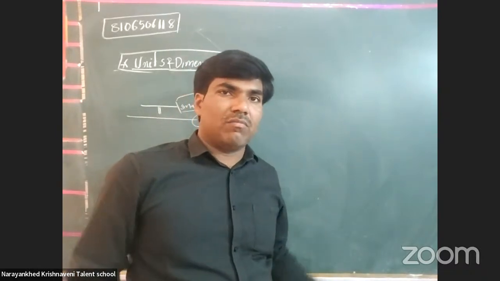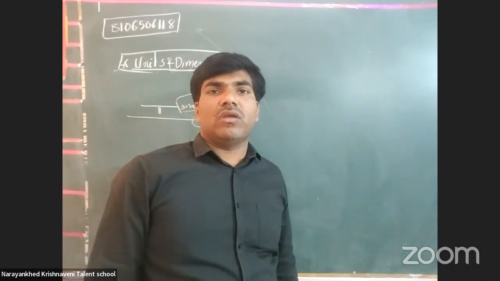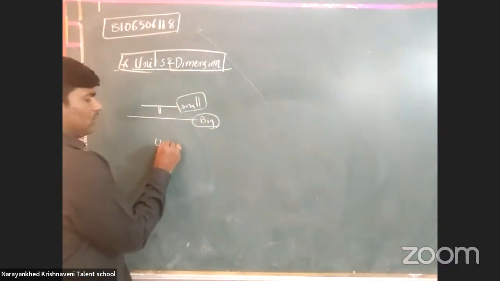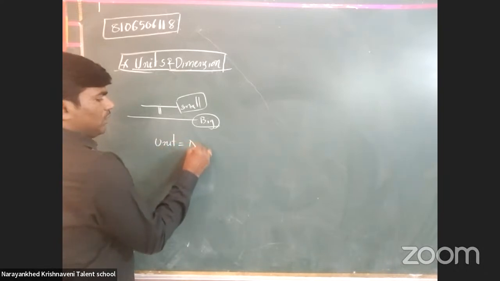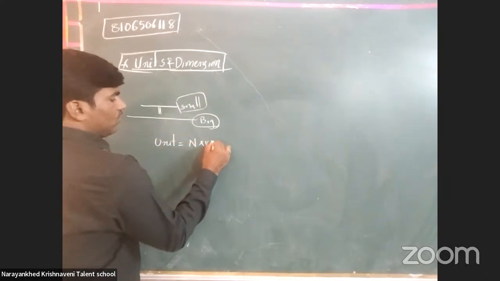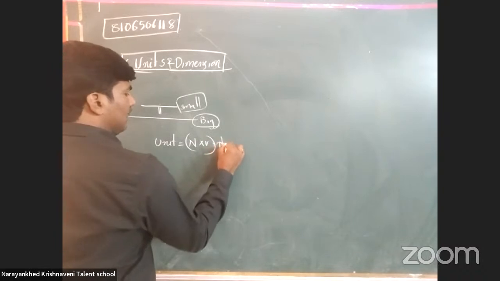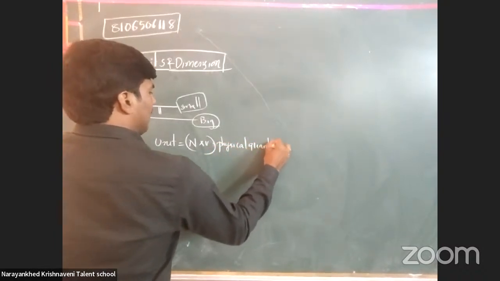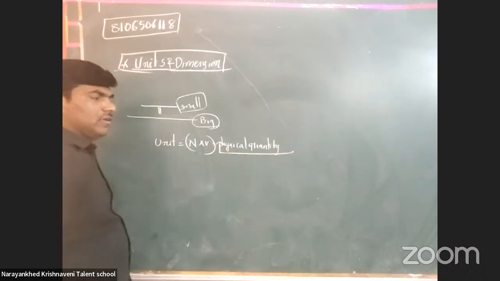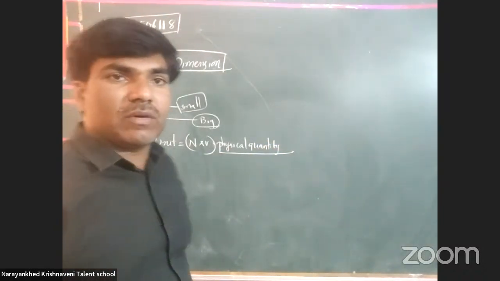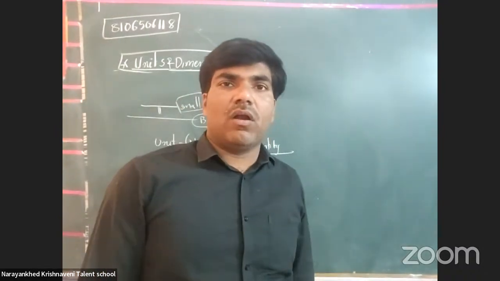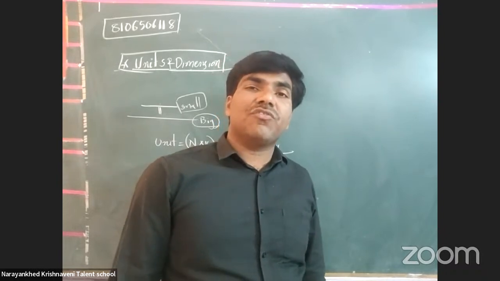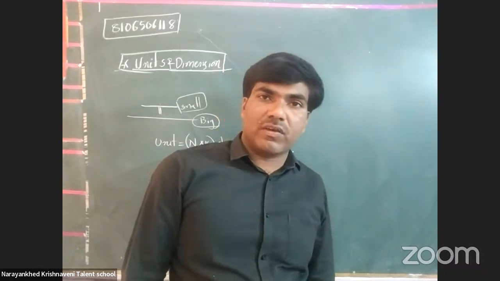All that combination is called units: numerical value plus physical quantity. And what is a physical quantity? Physical quantity is nothing but a measurable quantity. Which quantity is called a physical quantity? Which is measurable. That is called a physical quantity.